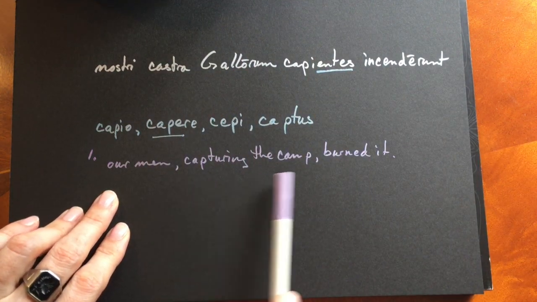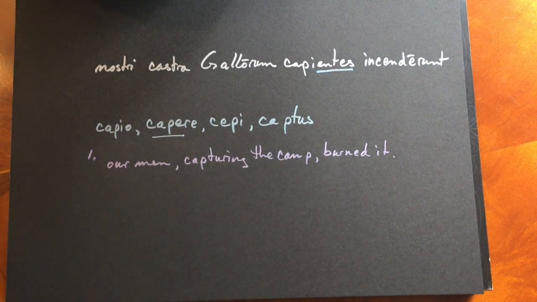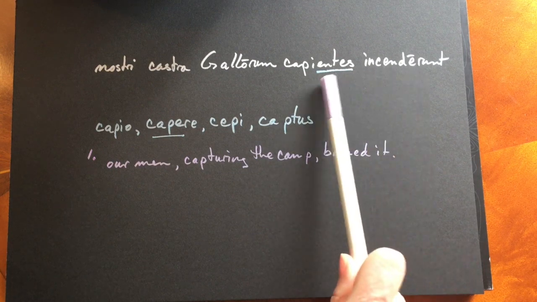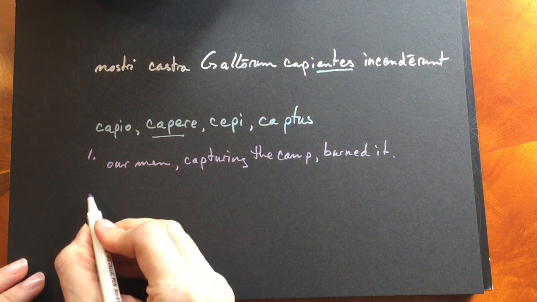Our men, the capturing the camp men, burned it. And of course we've got the Gauls in there as well. Capturing the Gauls' camp, burned it. The present participle is telling you that these two things are happening at the same time. So that's what you want to express in English.